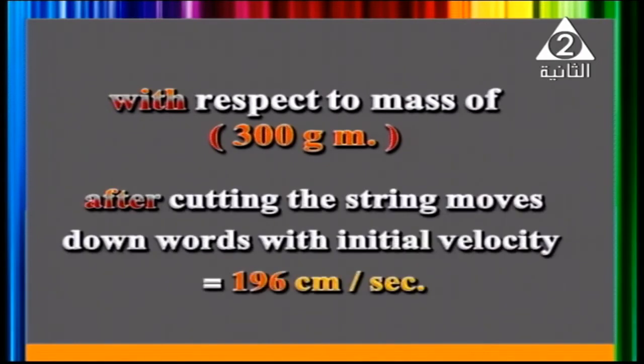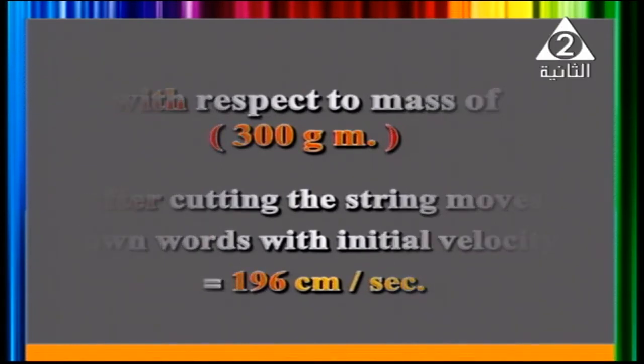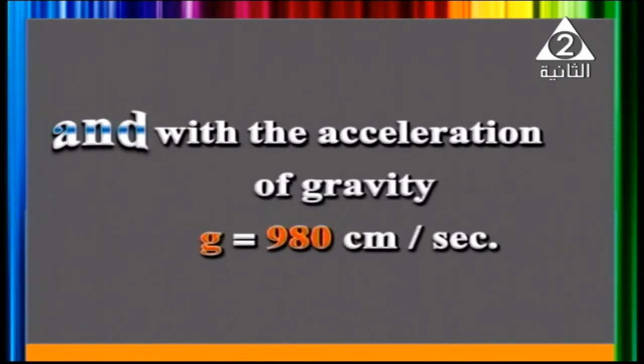The first mass, 300 gram, after cutting the string, moves downwards with initial velocity 196 centimeter per second, and with acceleration of gravity. We know acceleration of gravity g equals 980 centimeter per second square, or 9.8 meter per second square.